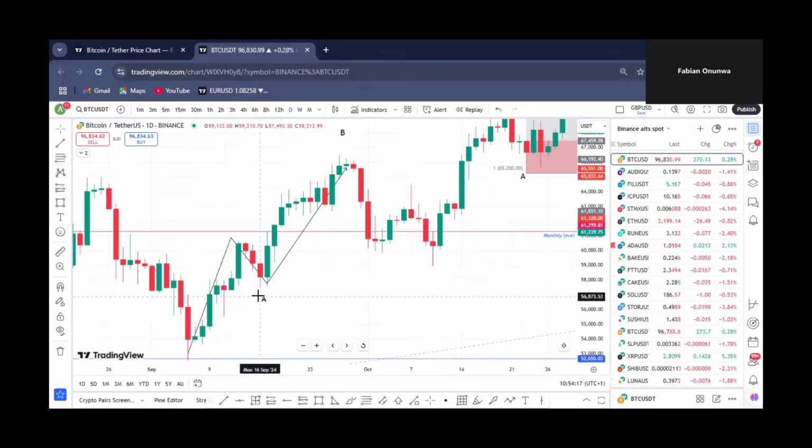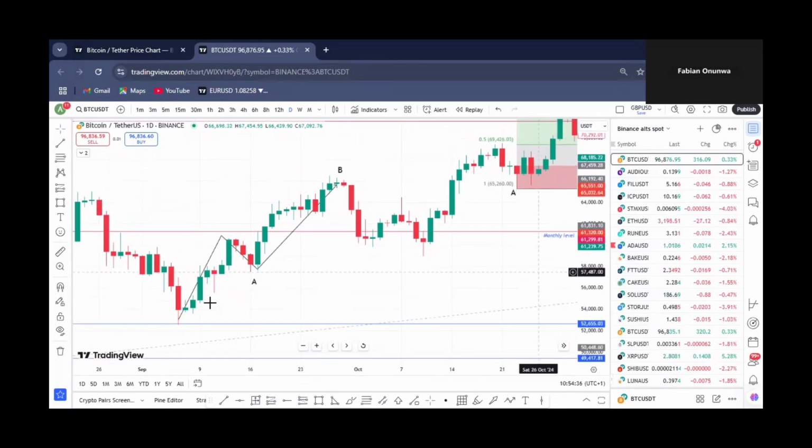We can easily say when you have your point A and point B, like this low, this high, this higher low, this higher high. When you have your point A and point B, you need to have a low, a high, a higher low, a higher high.